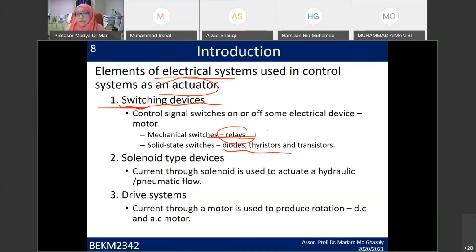An example of a relay that you can see is mostly, for example, in our house, the circuit breaker, that is just a relay. The second one is the solenoid type devices. These solenoid type devices are normally used to actuate hydraulic and electric fluid, and we will see the difference between these two. The next one is the drive system. When we talk about drive system, it's mostly the DC motor or AC motor.